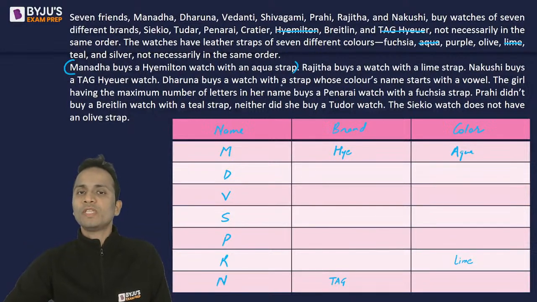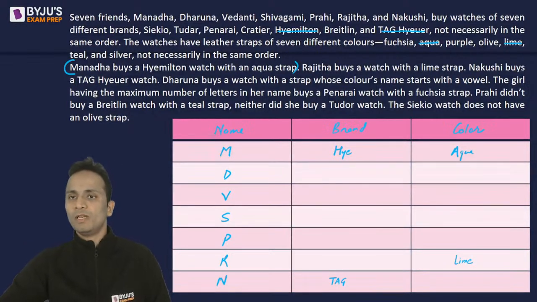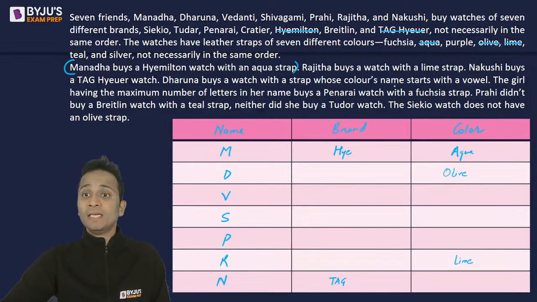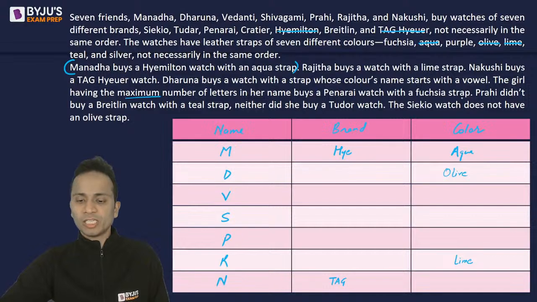Dharuna buys a watch with a strap whose color's name starts with a vowel. Now, which color's name starts with a vowel? It's aqua, which is already used, and olive, which is left, and that's it. So I'm left with olive. So Dharuna will wear a watch whose strap color will be olive. Done. So olive color is also gone. Next, the girl having the maximum number of letters in her name buys a Panerai watch with a fuchsia strap.